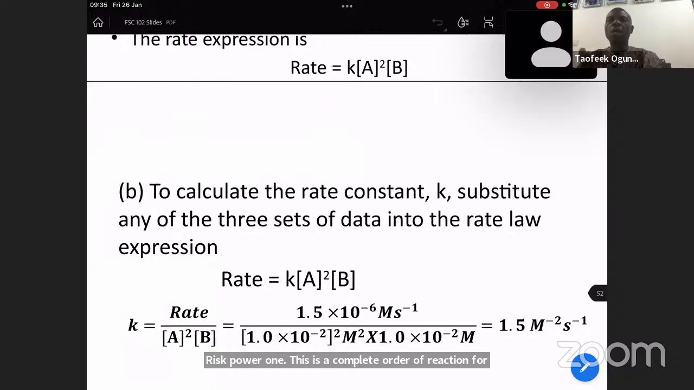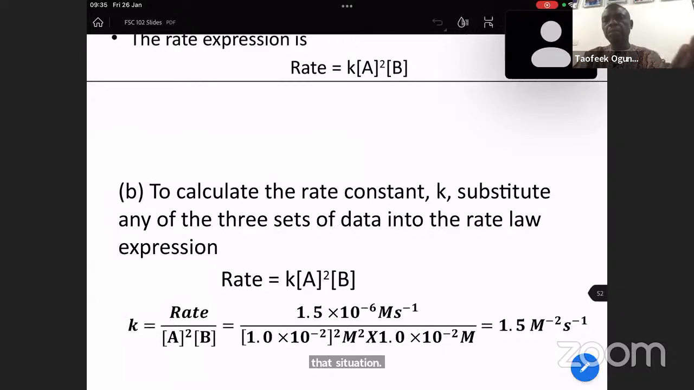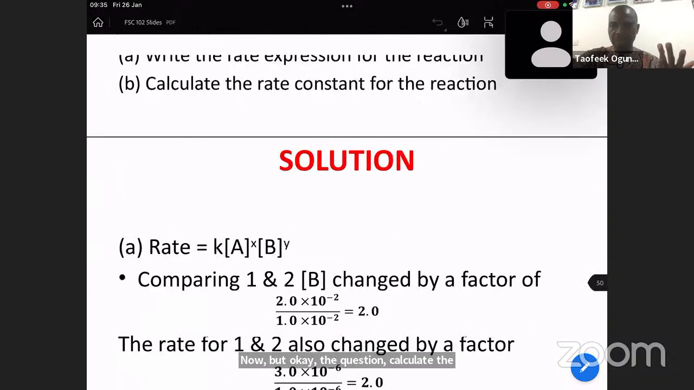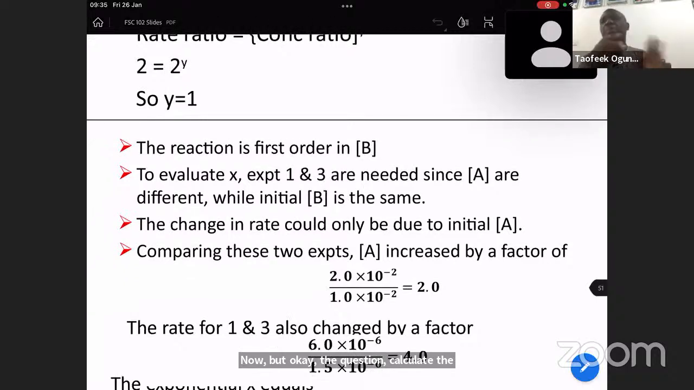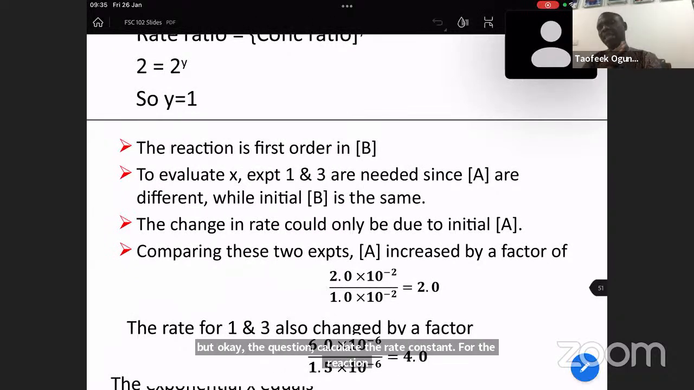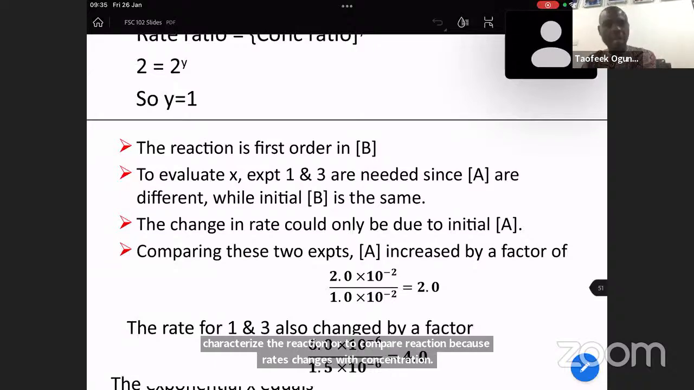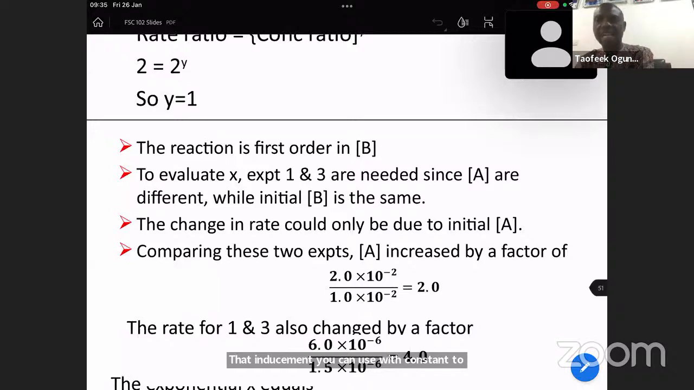But again, the question says calculate the rate constant for the reaction. Remember, we were talking about the significance. I'm not sure whether that was the first class or the second class. We were saying that you cannot use rate to characterize a reaction or to compare reactions because rate changes with concentration. You can use rate constant to characterize a reaction because it doesn't matter what you do to concentration, your rate constant is what is called a constant.